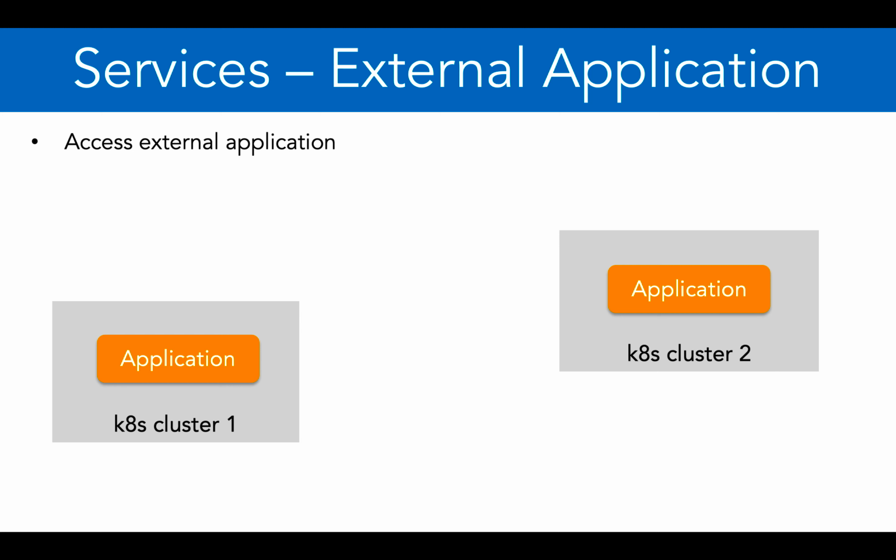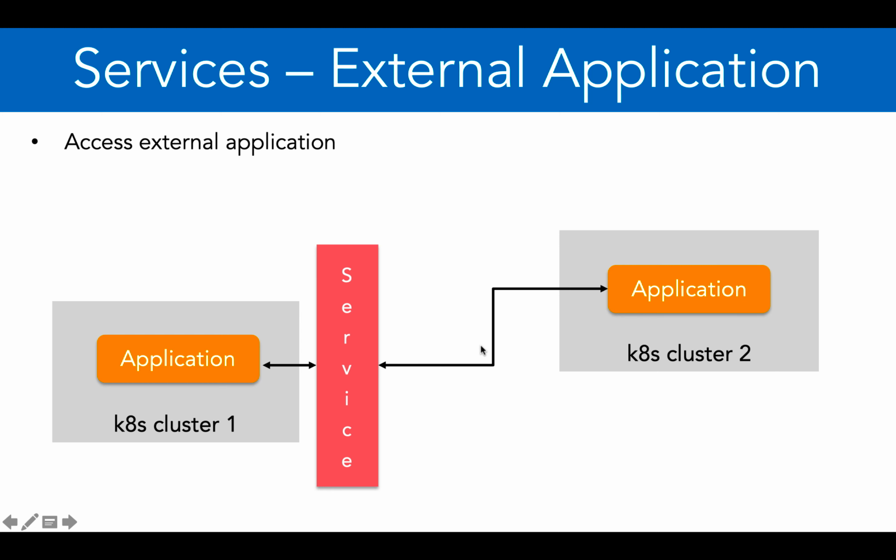So, you can have an application in another Kubernetes cluster also, and let's say if this application wants to communicate to this application, we'll have to create a service, and that service will be used to communicate between applications across multiple clusters.